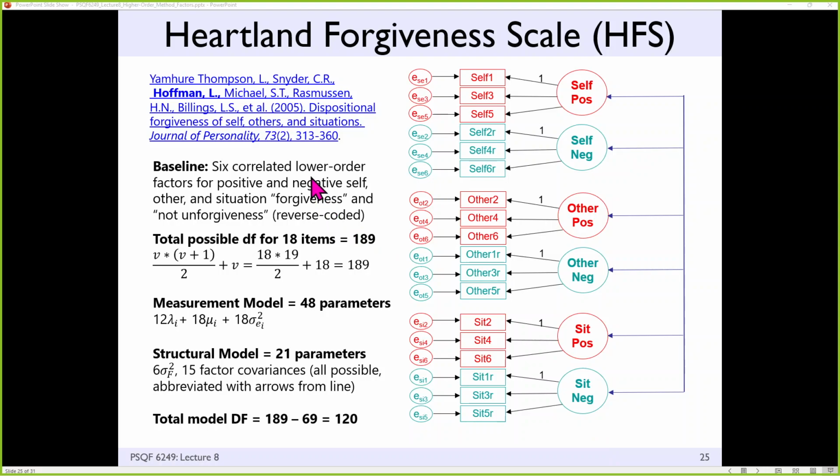So if we look at the total degrees of freedom and number of parameters that it would take to fit this model, we have 18 items, so it's 189 possible from the number of means, variances, and covariances across these items. I fit 48 parameters in the measurement model. So we have only 12 loadings because each of these factors has to be separately identified by having a loading fixed to 1. I do have 18 intercepts.